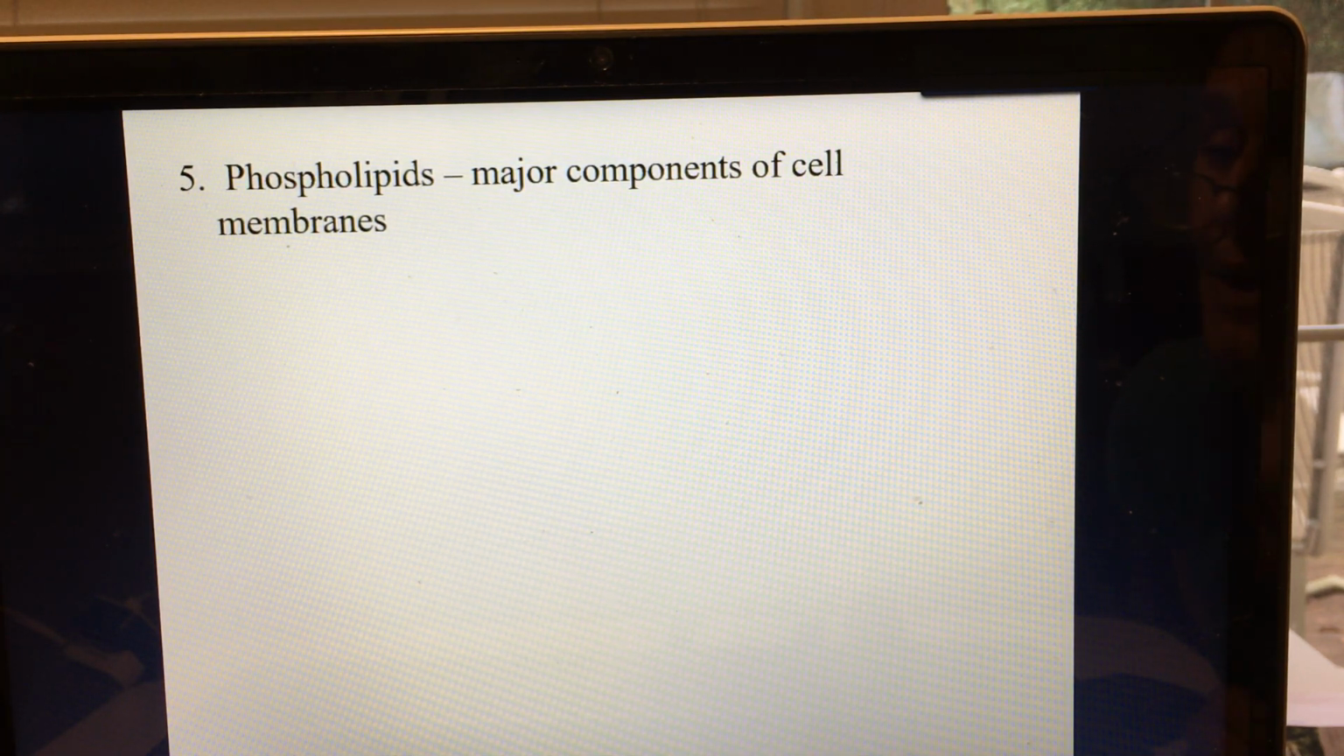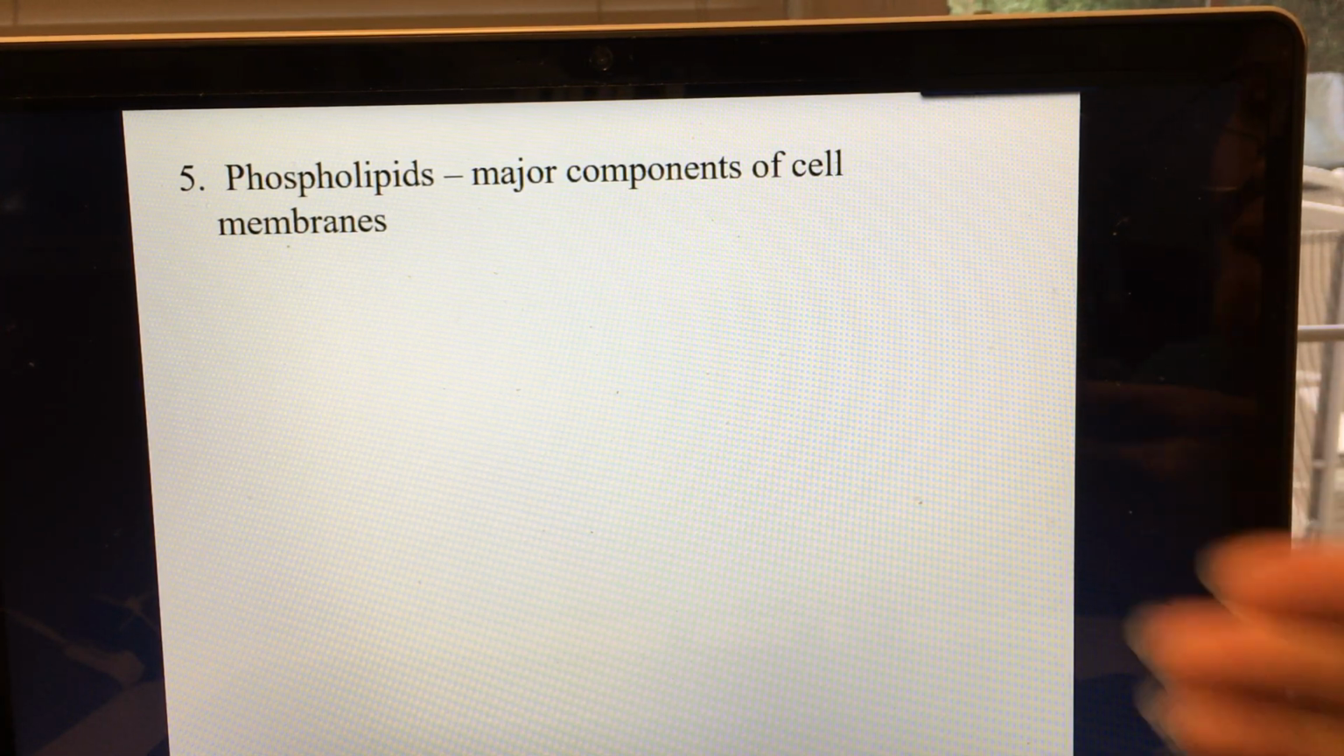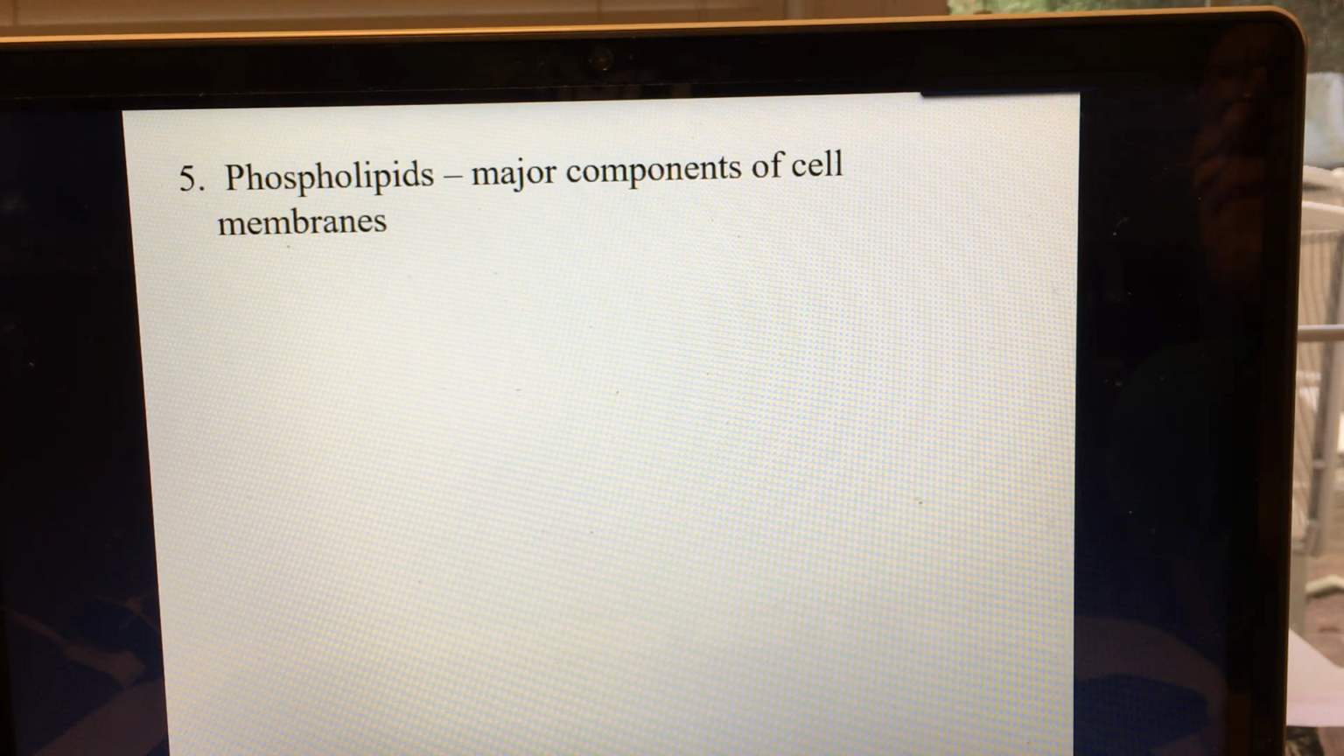Now, this is going to be on your tests and quizzes, and in fact will definitely be the most important lipid that we're going to be talking about for the rest of the year. It'll come back in the cell unit, it will come back in the cell transport unit, and it will come back in the photosynthesis and respiration unit.